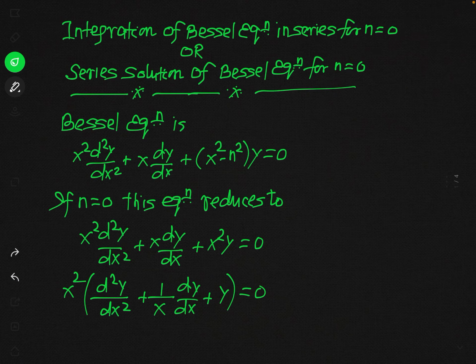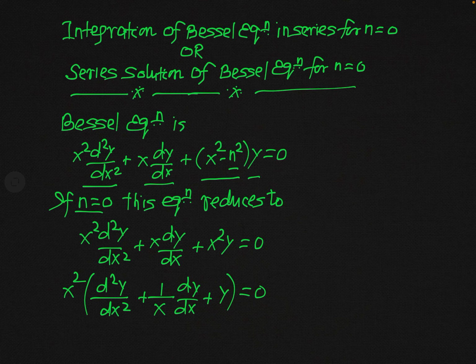So see here, Bessel equation in general form is x squared d2y by dx squared plus x dy by dx plus (x squared minus n squared) y equal to 0. This is the general form of Bessel equation. As I have told you, today's lecture is concerned with the solution of this Bessel equation when n is equal to 0. So let us put n equal to 0 in this general equation.